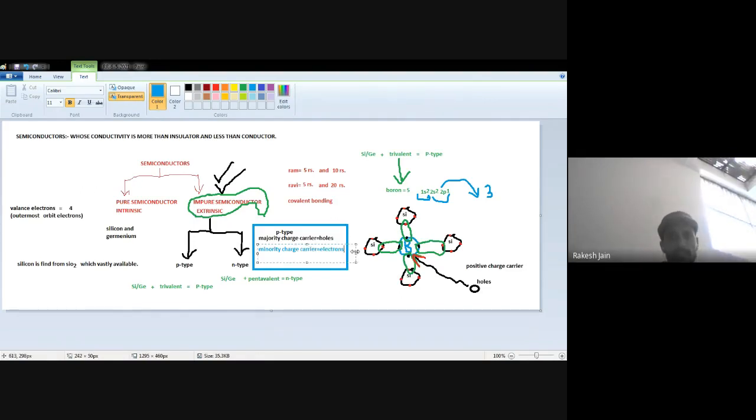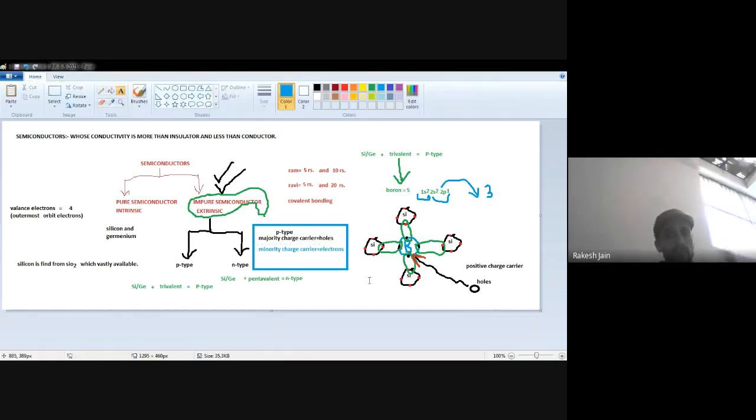Minority charge carriers in a p-type semiconductor are electrons. And the third one, see very carefully this term. Now see this boron. From all four sides it is tightly bound, so it cannot move. The boron cannot move from one place to another.